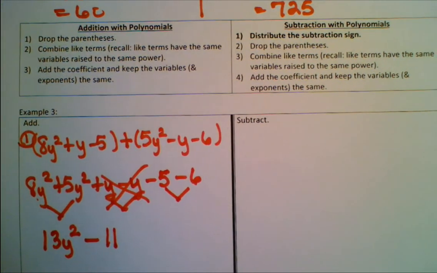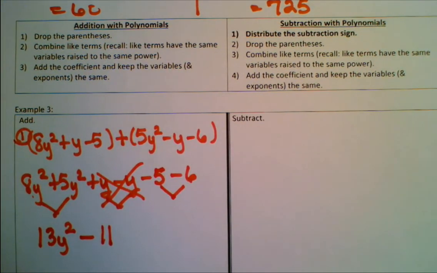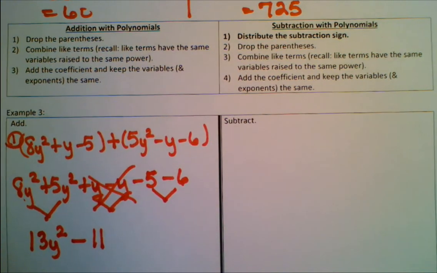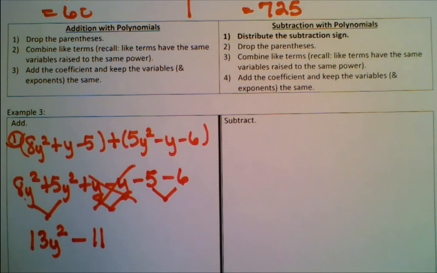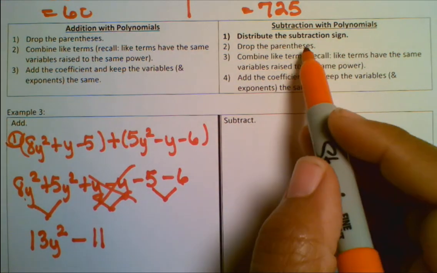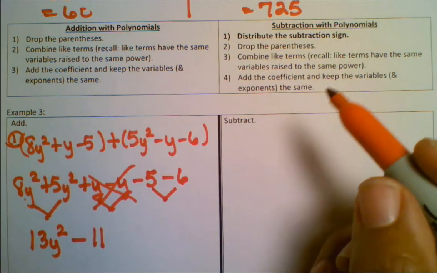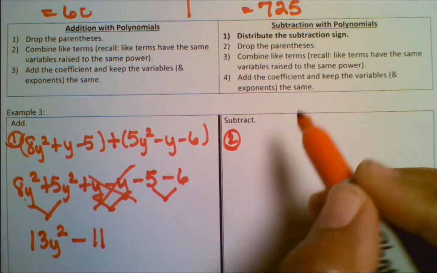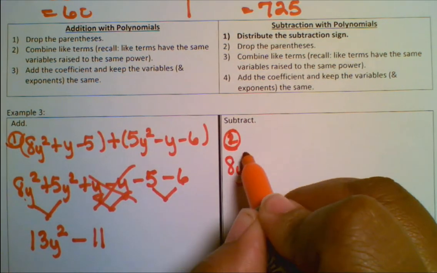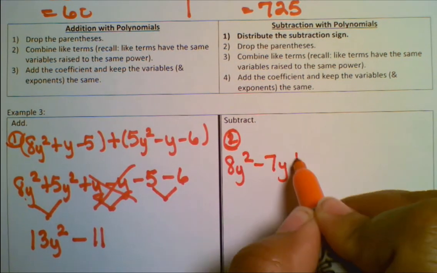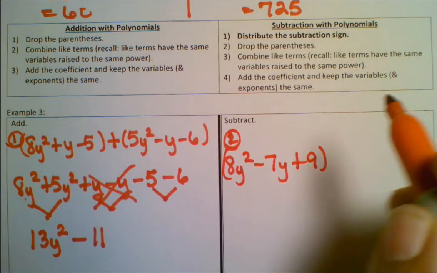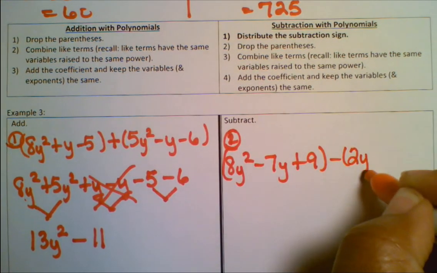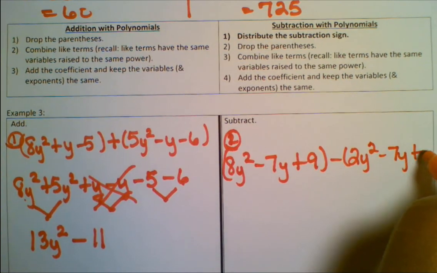Now, the next example is for subtraction. Addition is really easy. All we're going to do is just drop the parentheses. Now, next, subtraction with polynomials. Here's an example. We have 8y squared minus 7y plus 9 minus 2y squared minus 7y plus 3.